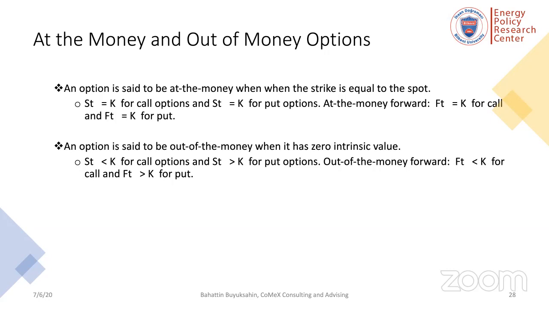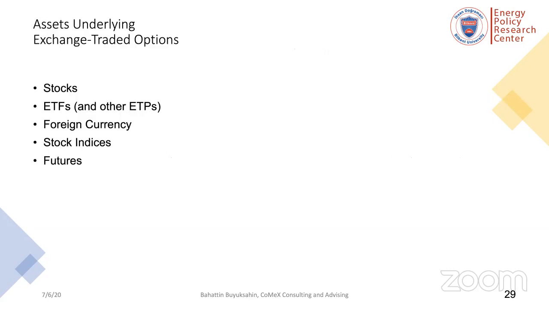An option, on the other hand, is said to be out of the money when it has zero intrinsic value. So call is out of the money when the strike price is higher than the current underlying price. Put is out of the money when strike price is lower than the current underlying price. I defined this one a little earlier.